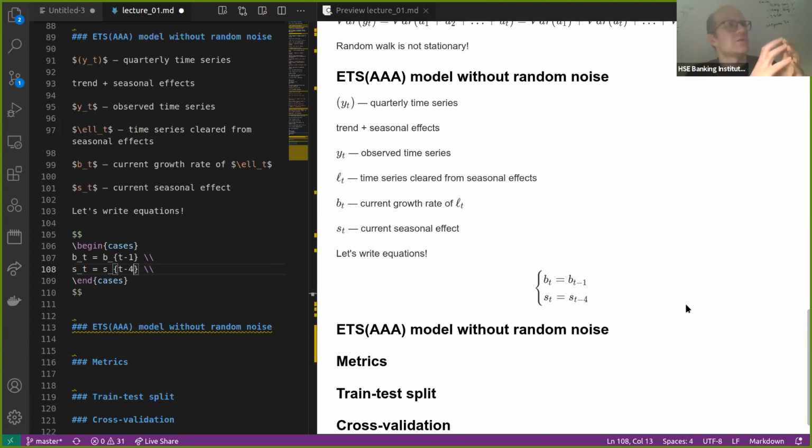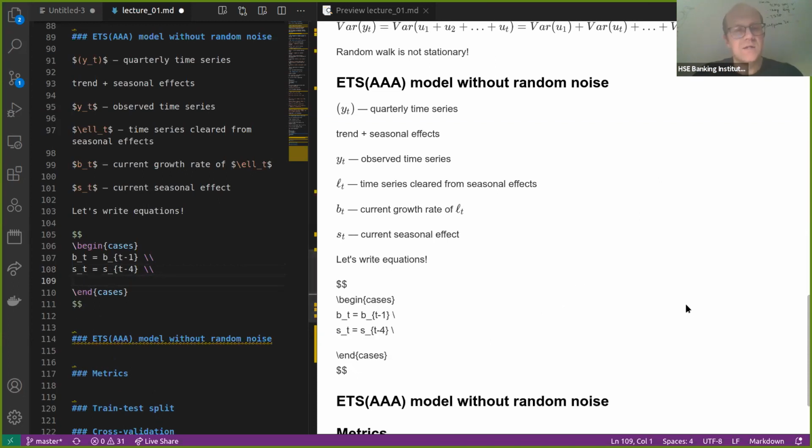S1, let's say this is a seasonal effect of winter, of this year winter. S2 is a seasonal effect of this year spring. S3 is a seasonal effect of this year autumn, and so on. And S5 is a seasonal effect of next year winter, and S9 is a seasonal effect of a winter 2 years later, and so on. So the equation for ST is also very simple. Let's move on to LT.